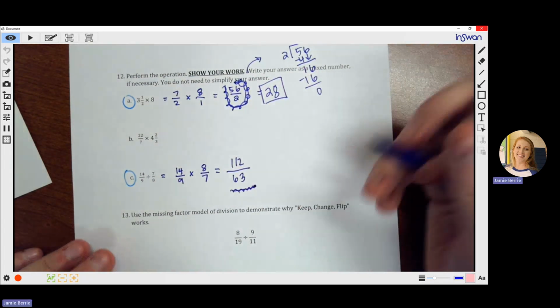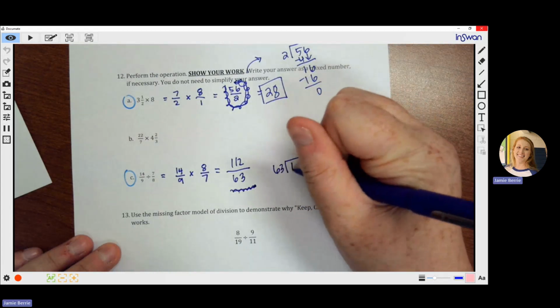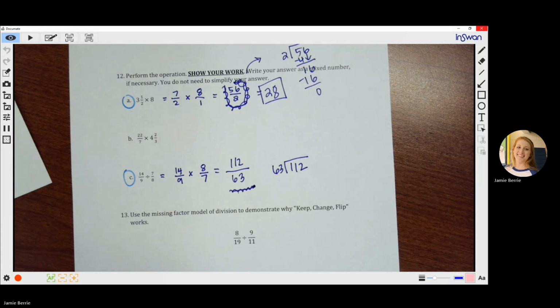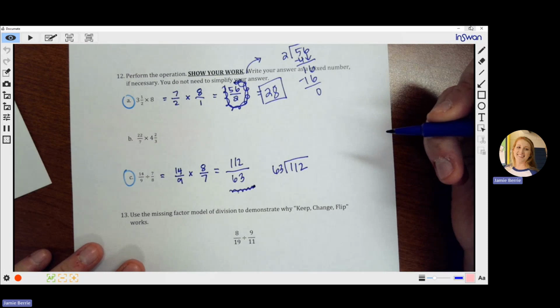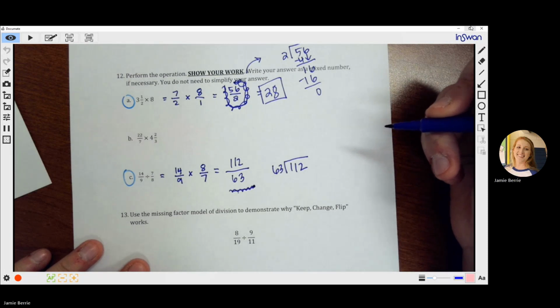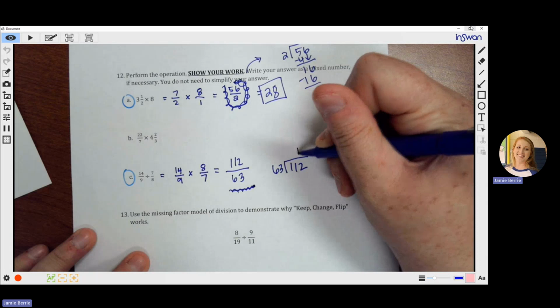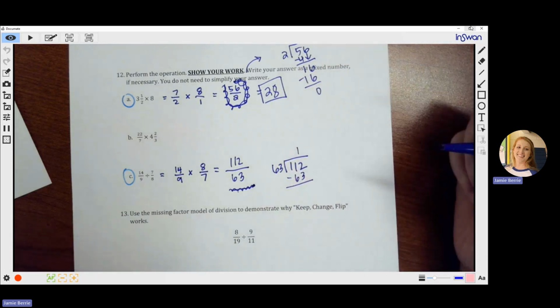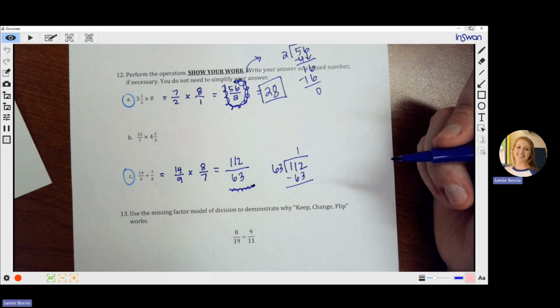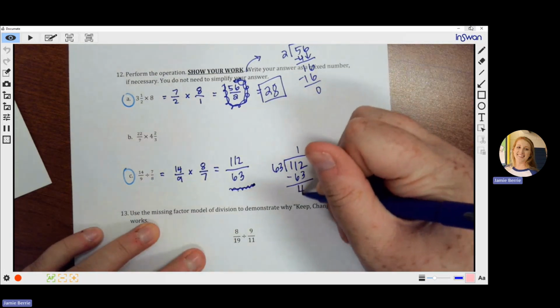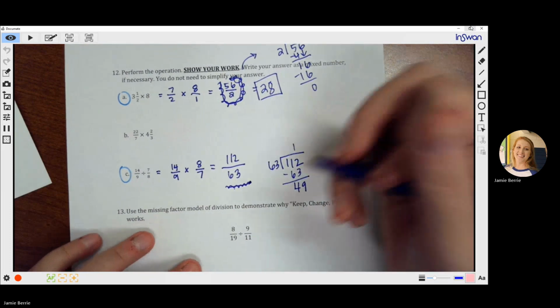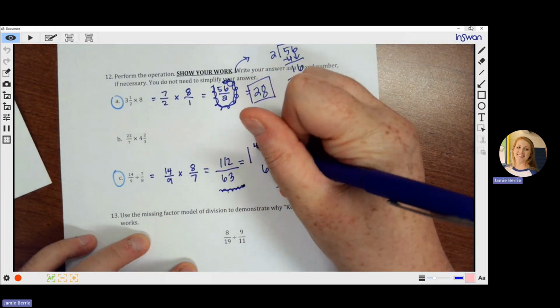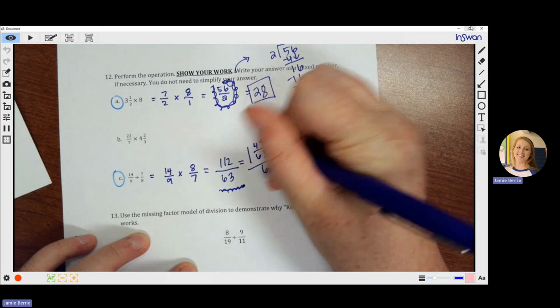Oh, this is an improper fraction also. We're going to have to make this into a mixed number. 63 into 112. Let's see, 63 times 2 is 126. So it's not going to go in 2 times. It's just going to go in once. We're going to subtract 63. 112 minus 63 is 49. Right, so that's going to be 1 and 49 over 63.